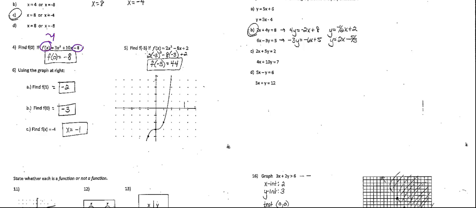Number 5, we're plugging in -3. The biggest mistake people make is a calculator error on this one.